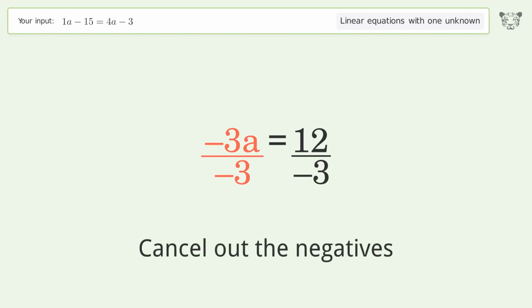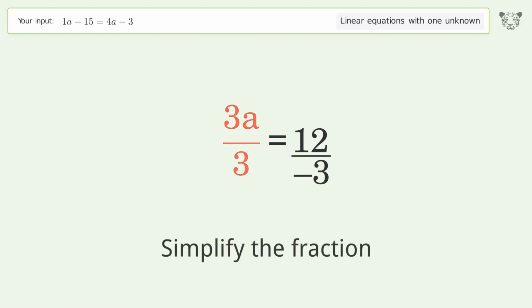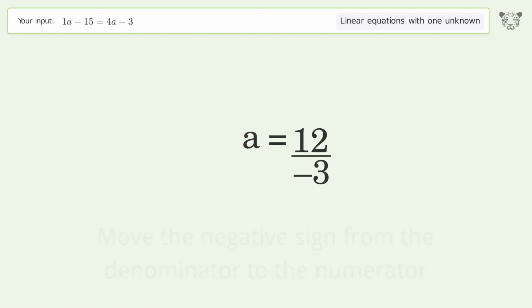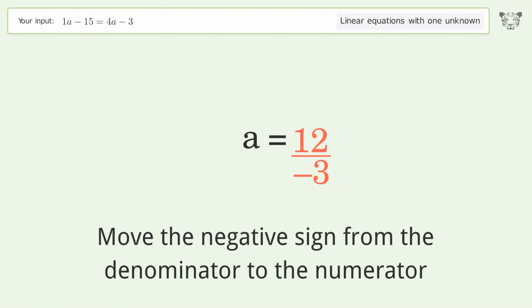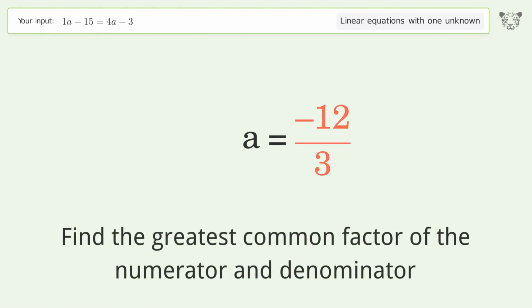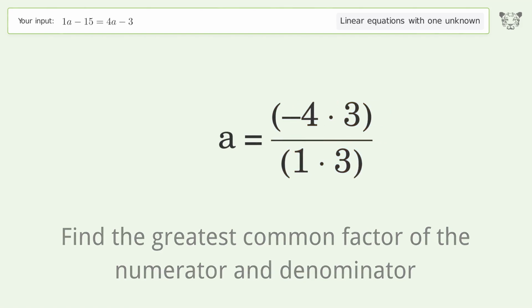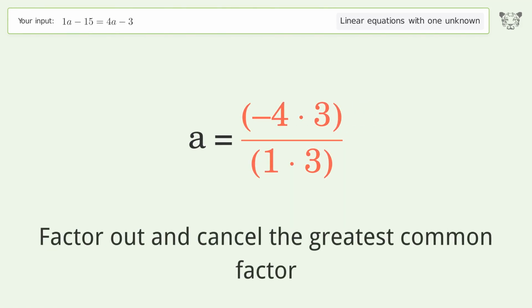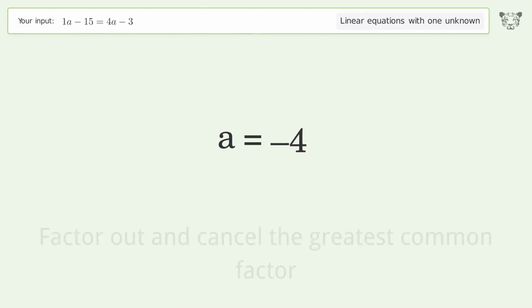Cancel out the negatives. Simplify the fraction. Move the negative sign from the denominator to the numerator. Find the greatest common factor of the numerator and denominator. Factor out and cancel the greatest common factor. And so the final result is a equals -4.